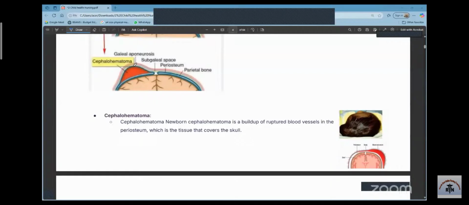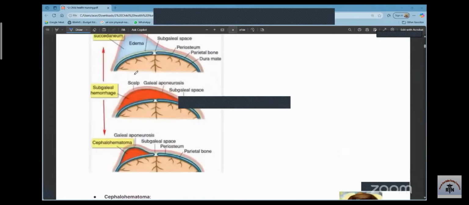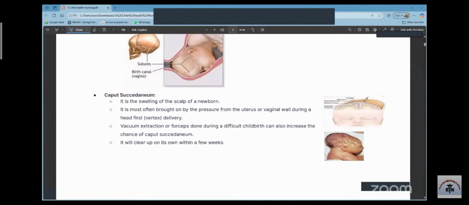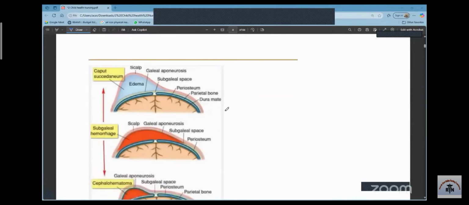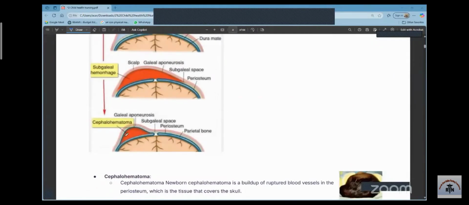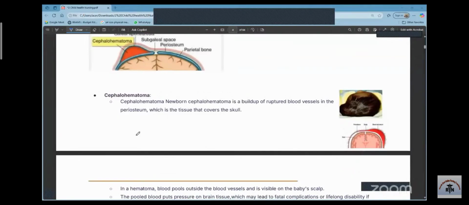Cephalohematoma means accumulation inside the periosteum. You see, the caput succedaneum is under the scalp, above the periosteum, while here it is in between the periosteum. Can you appreciate it? So that is one of the differences between cephalohematoma and caput succedaneum.